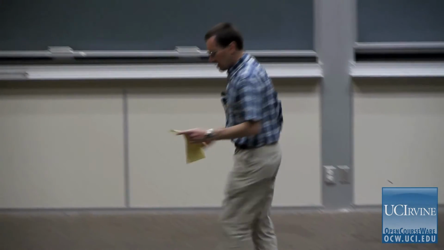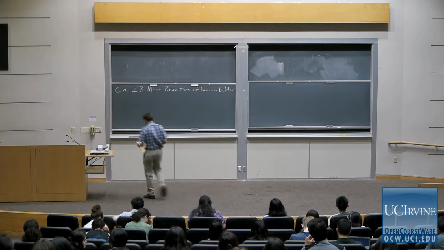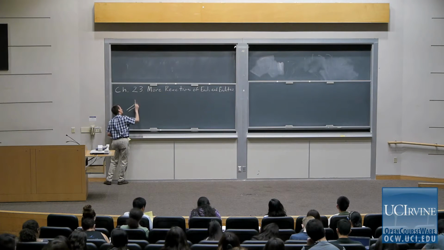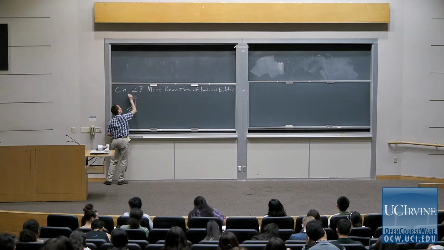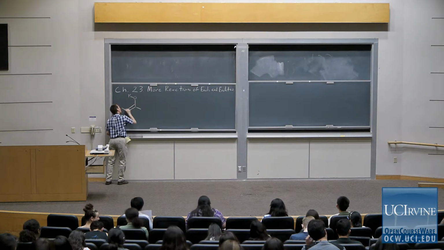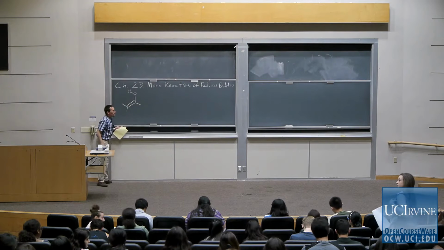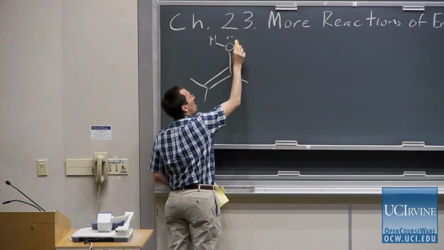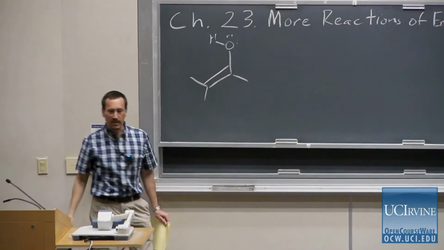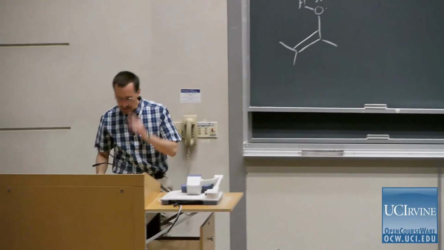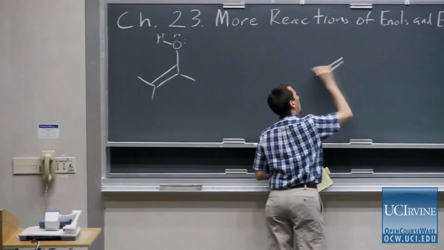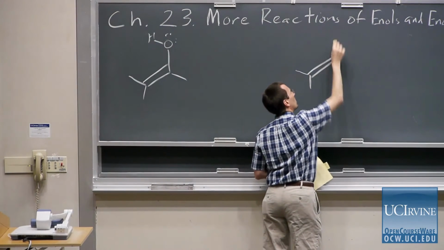So I wanted to start out just by coming back to enols and enolates. And so here's sort of a generic structure of an enol. Maybe I'll draw in a couple of lone pairs of electrons just so we get a nice resonance structure. And here's a generic structure of an enolate.